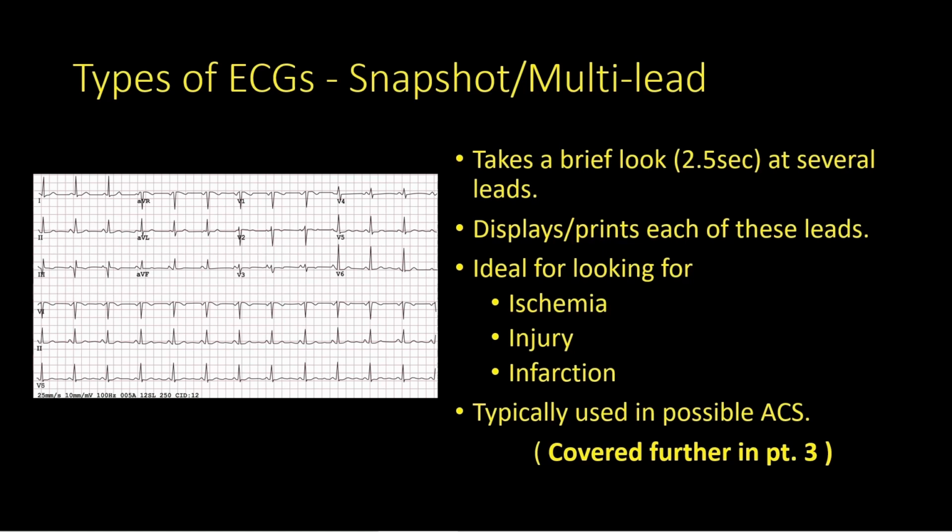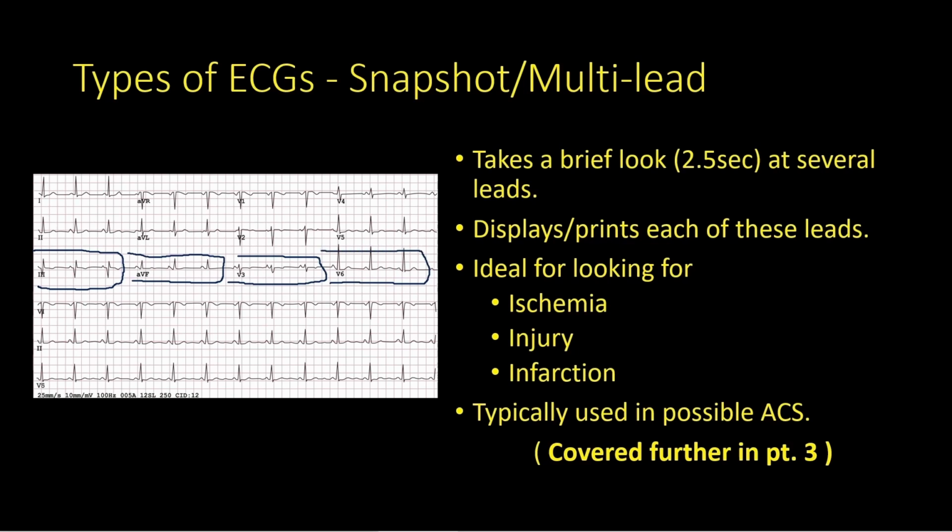If you look at the printout here, you see it still has lead 1, 2, and 3, but each one of these covers about a 2.5-second burst, and then it will change over and show us the augmented leads. And after 2.5 seconds of those, it will show us lead V1, 2, and 3. Run those for 2.5 seconds, and then it will run leads 4, 5, and 6 over here for again about 2.5 seconds.